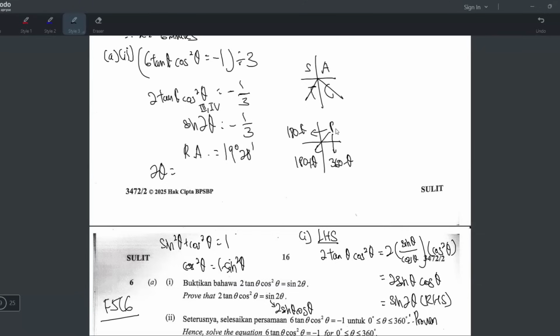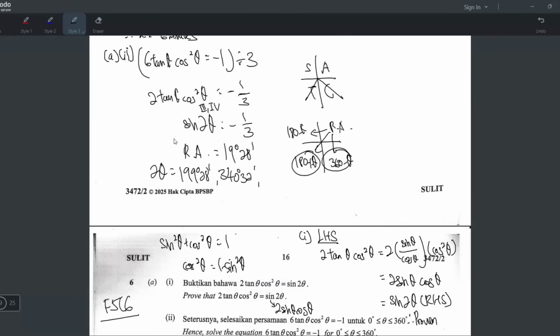So RA is the quadrant 1 angle. If you want to convert to 3 and 4, you have to take 180 plus and 360 minus. So 180 plus with this, you get 199 degrees 28 minutes. And then 360 minus, you use your calculator. You will get 340 degrees 32 minutes.